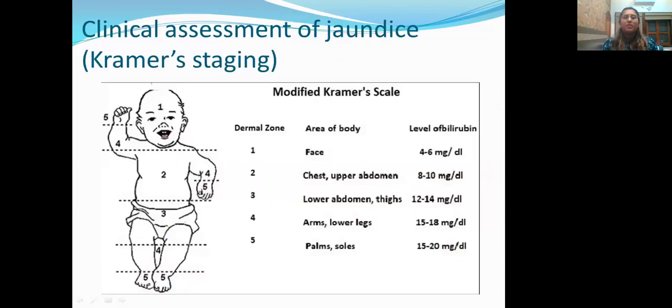Now, when the baby is on the mother's side on the beds, and we are on our rounds, how do we just look at the baby, without doing any blood investigation or transcutaneous bilirubin, and say that the baby has jaundice or not? For this clinical reason, we have something known as Kramer's staging.